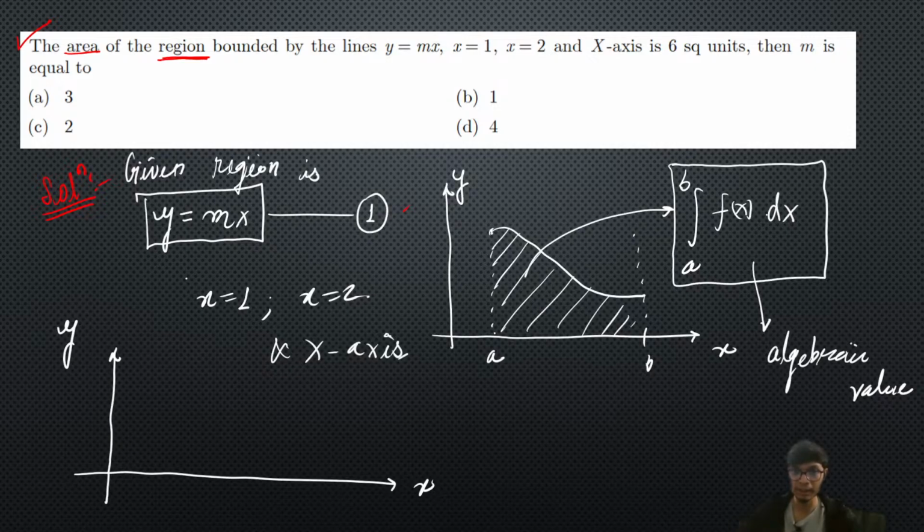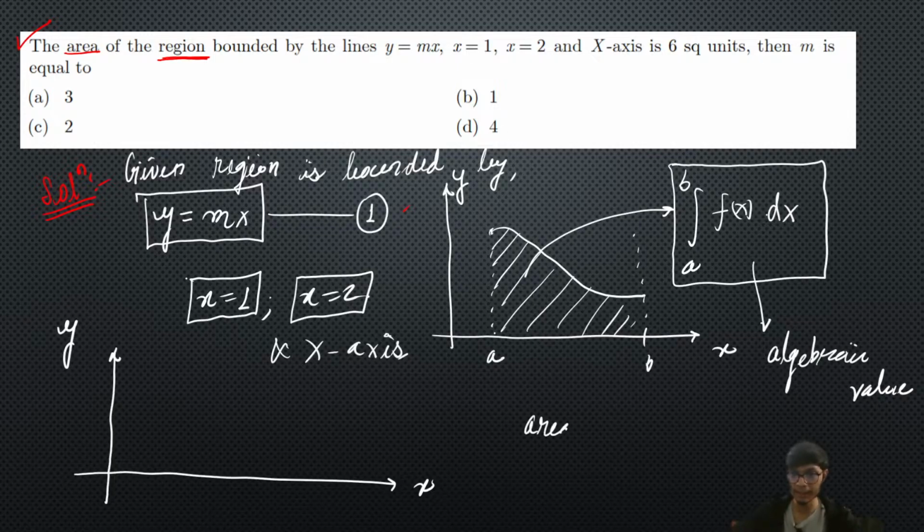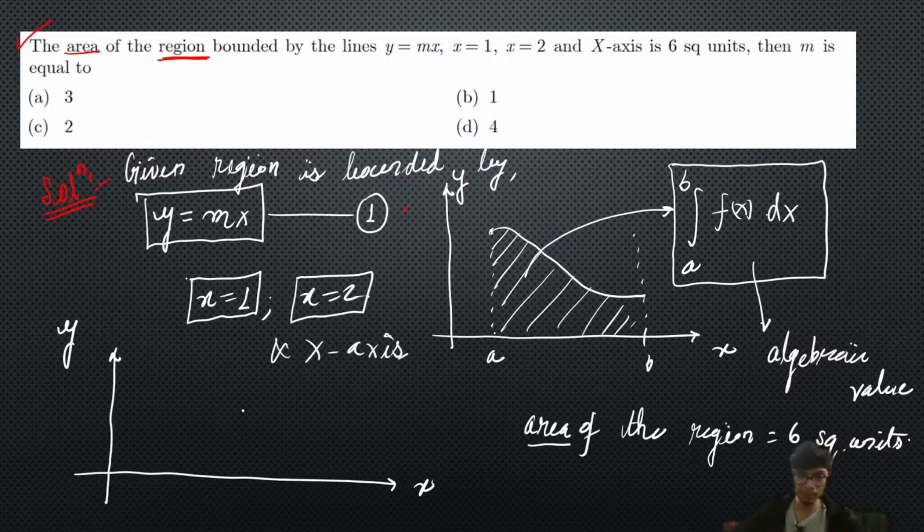So the given region is bounded by the curve y is equal to mx, and x is equal to 1 and x is equal to 2 as well as the x-axis. It is asking that the area of this particular region is 6 square units. Then you would find the value of m. So very simple problem, very straightforward.